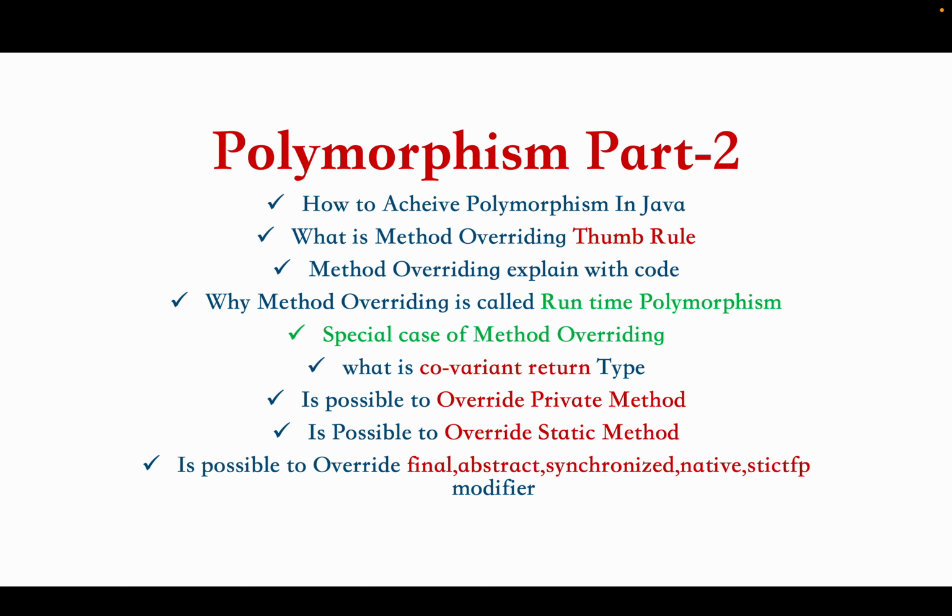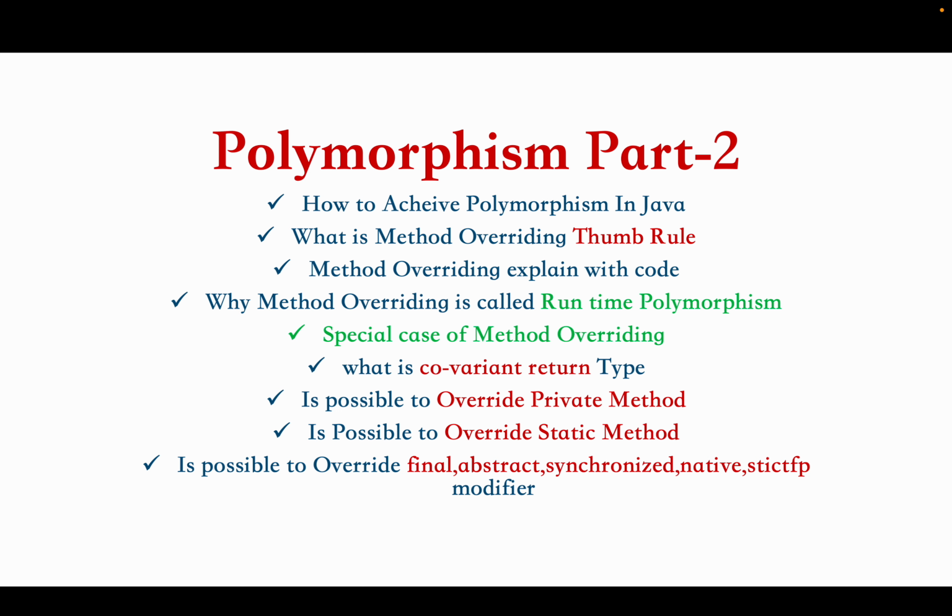Then guys, why method overriding is called runtime polymorphism. Also I will explain the concept: why people say this is runtime polymorphism, dynamic binding. Why is method overriding called runtime polymorphism, or dynamic binding, late binding, many things people are telling about method overriding.